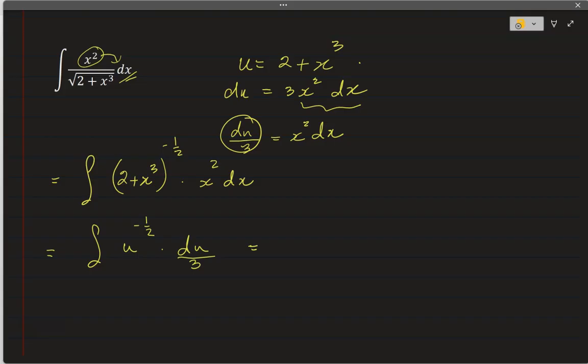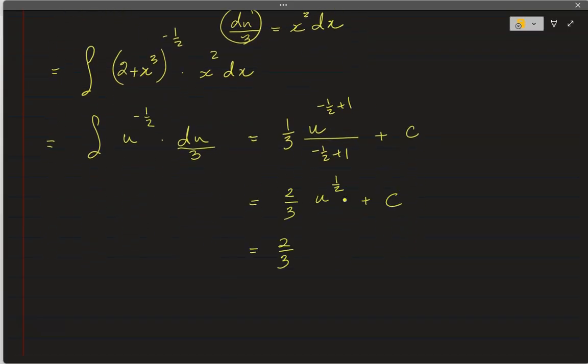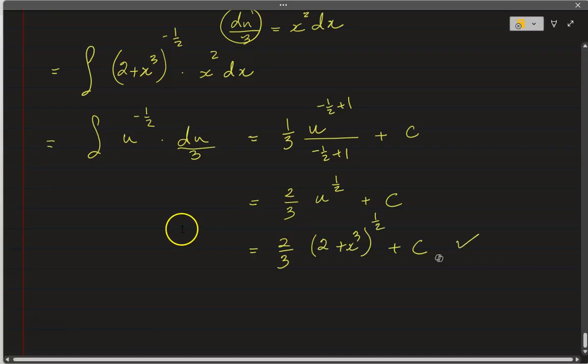Okay. And now that we have that, 1/3 outside, and then u to the negative half plus 1 over negative half plus 1. I know I shouldn't be doing that now, because by this time you already know exactly what to do, but that's okay. Some of us need a review, so I'm going to do that. And then plus c, and then once we have that, we do the substitution, and that would be your final answer.